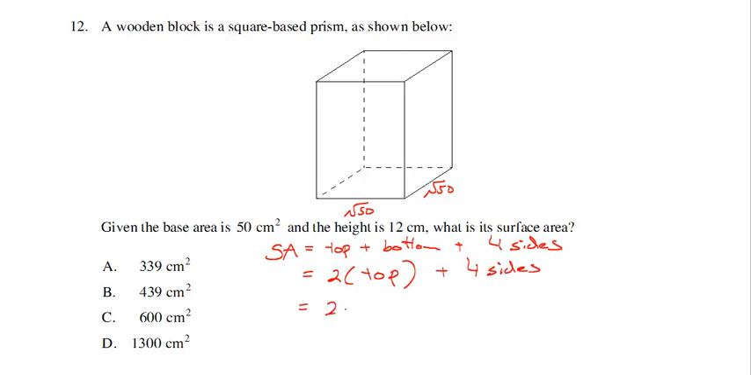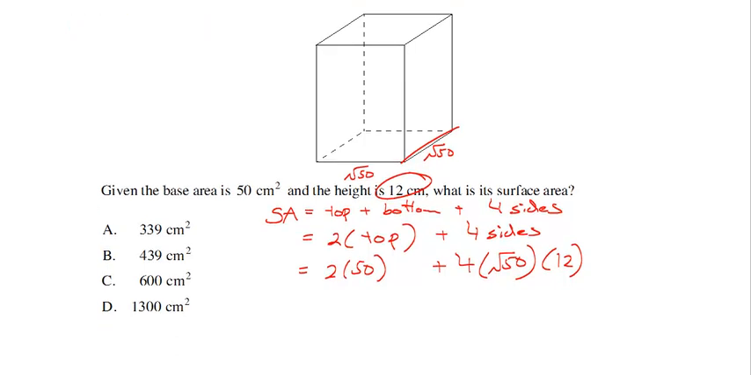So if we take the top and bottom, well, remember they said the base area is 50, so we can just write 2 times 50. And we have the 4 sides. Well, the 4 sides are going to be 4 sides times what are the dimensions of those sides? Well, that side as an example would be the square root of 50. And I believe they told you that the height is 12, like so.